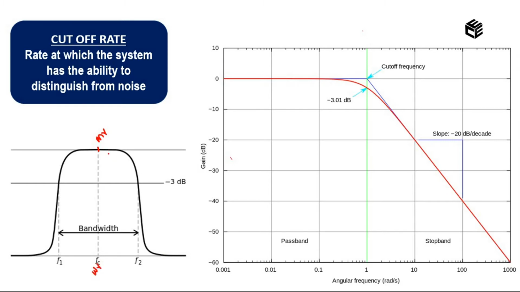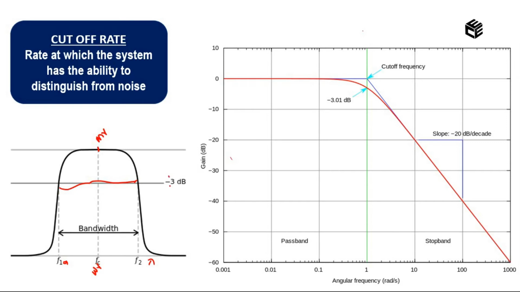On taking 3 dB bandwidth from the resonant peak, I am getting two frequencies, F1 and F2. F1 is called the lower cutoff frequency and F2 is called the upper cutoff frequency. So the distribution of energy between this lower cutoff frequency and upper cutoff frequency is called bandwidth.